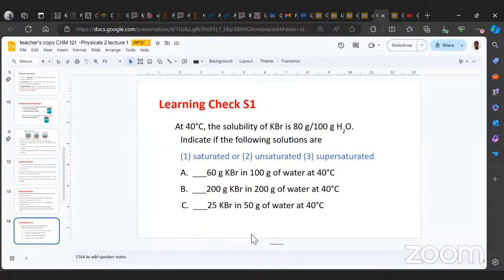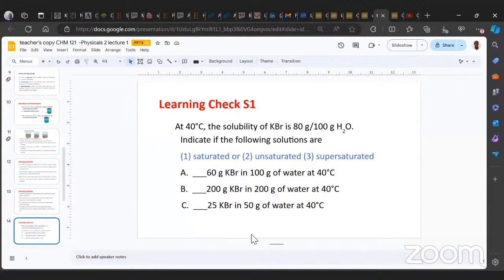Certain things affect solubility. At 40 degrees Celsius, the solubility of KBr is 80 grams in 100 grams of water. Indicate the following solutions. Now let's look at this in A. At this same temperature, you now put 60 grams of KBr in 100 grams of water at 40 degrees Celsius.